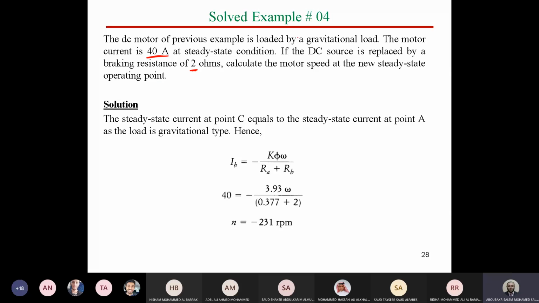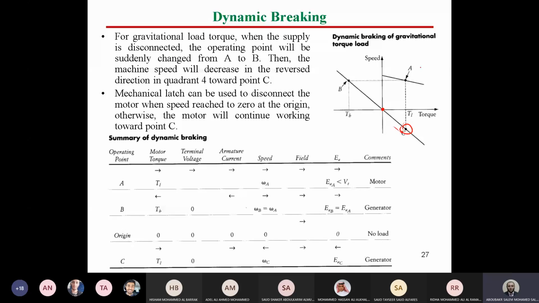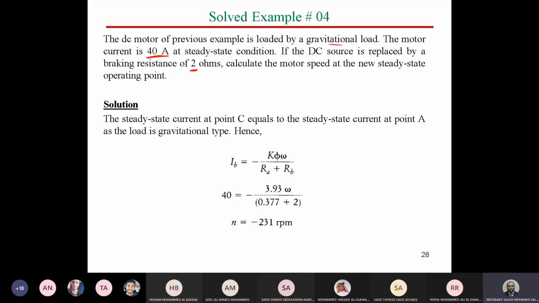Because it's a gravitational load, the new operating point will be point number C here. Okay, so the motor will not stop. It will continue at point number C. For that, we can say now the steady state current at point number C equals the steady state current at point number A because it has the same load.